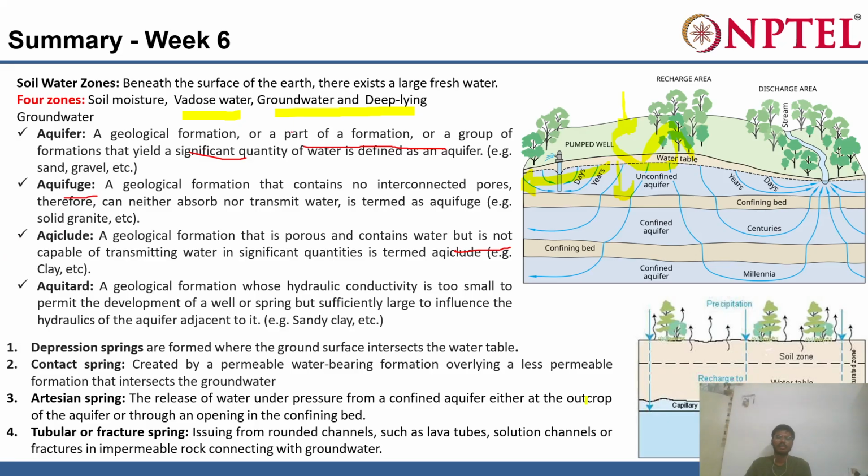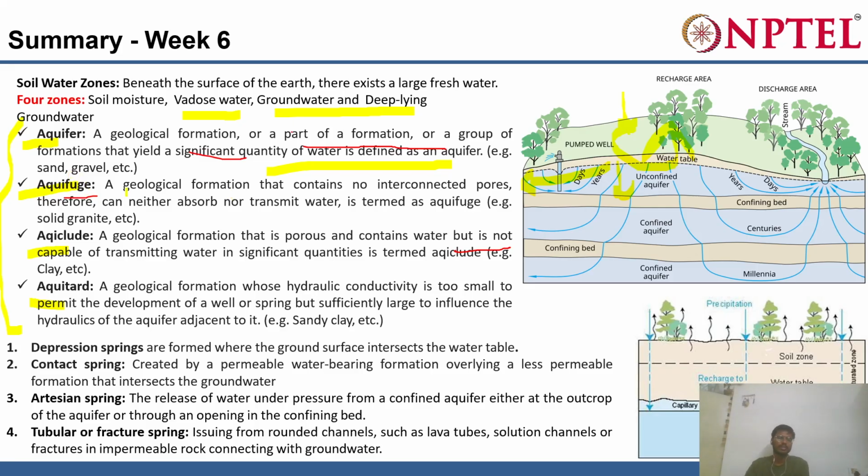And in general, whatever material we have beneath the surface is categorized in four major parts. First is aquifer, then you have aquifuge, aquiclude, and aquitard. Among all these, aquifer is the geological formation that yields a significant quantity of water, right? And that is defined as aquifer. The most common examples of aquifer are sand and gravel.